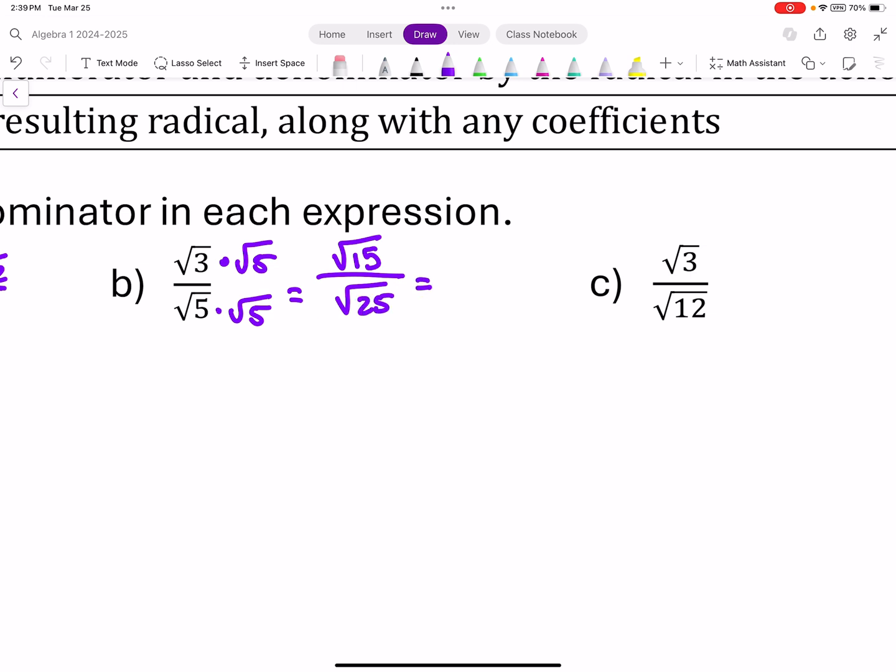We cannot break up radical 15. There is no perfect square that goes into it, so we're going to keep it that way. And the square root of 25 is 5. So that would be my final answer there.